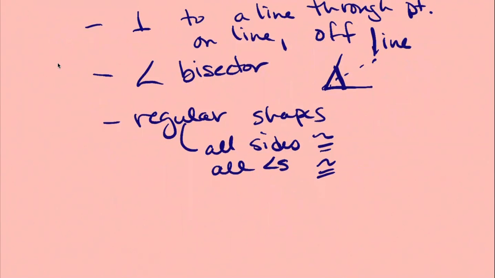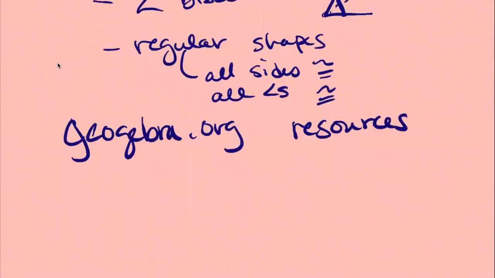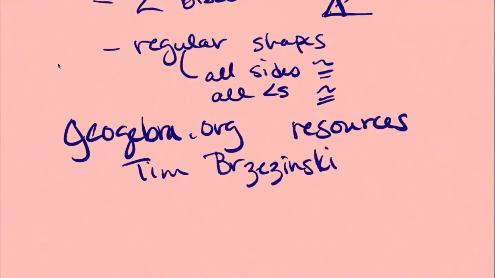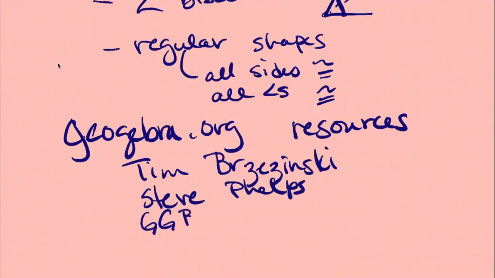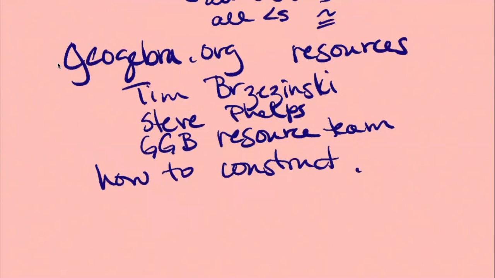So remember, you can also go to geogebra.org and look at the resources and some of the people that you want to look for. Tim Brzezinski, Steve Phelps, GeoGebra resource team. If you go to geogebra.org and check the resources, you can search for whatever it is you're looking for, how to construct whatever you need to do, or construction of.